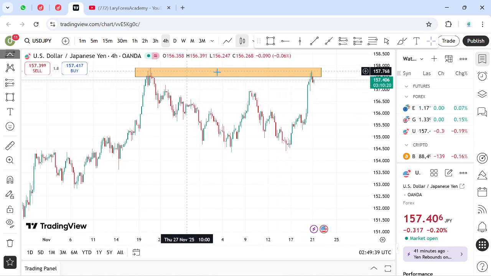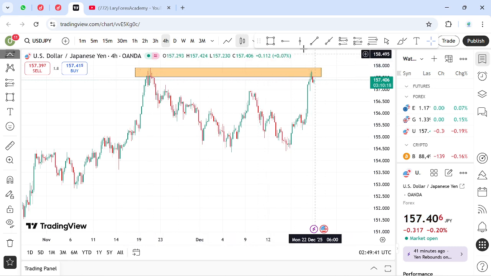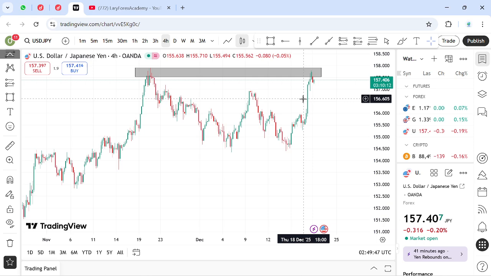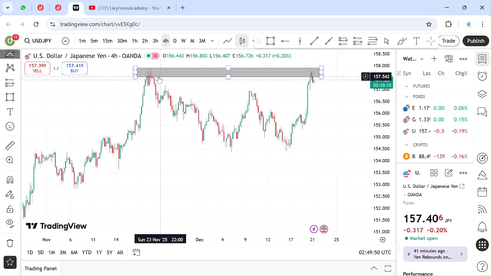So you can see this area here. This is a resistance. I always like to use ash, so let's switch to ash color. Very good. So basically this is a resistance, you get.